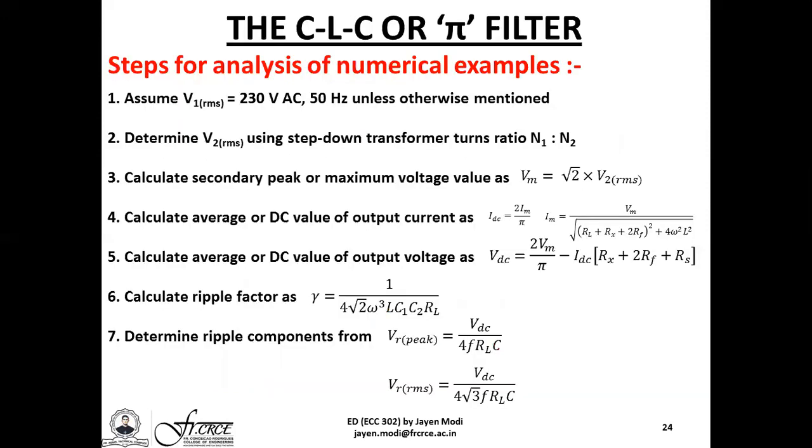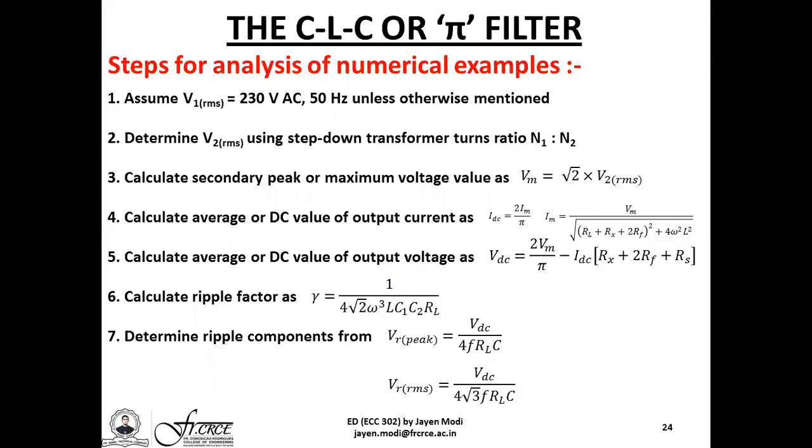The numerical analysis for the CLC or for the pi filter are exactly the same as that of the previous cases, and we have seen all the 7 steps exactly the same way. We always assume the AC input supply voltage as 230 volts AC 50 Hertz unless it is otherwise mentioned. American supplies use 120 volts AC 60 Hertz frequency.